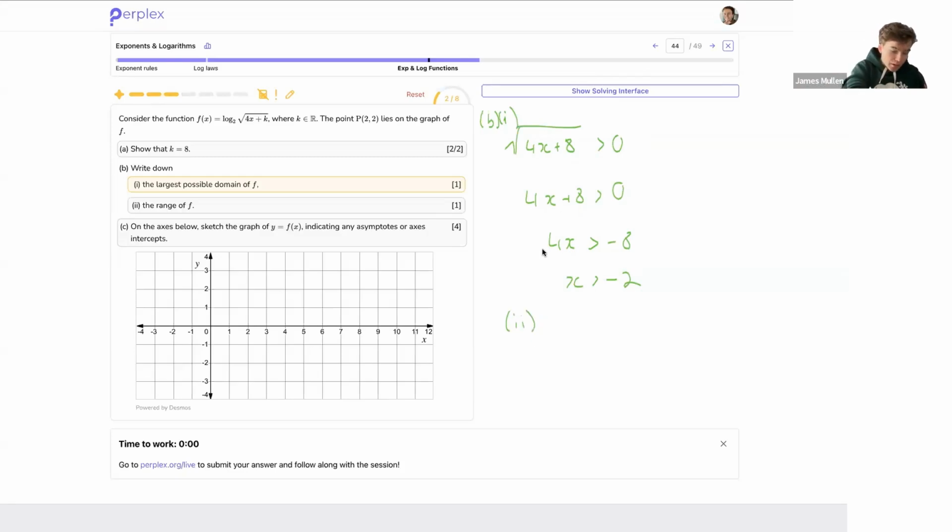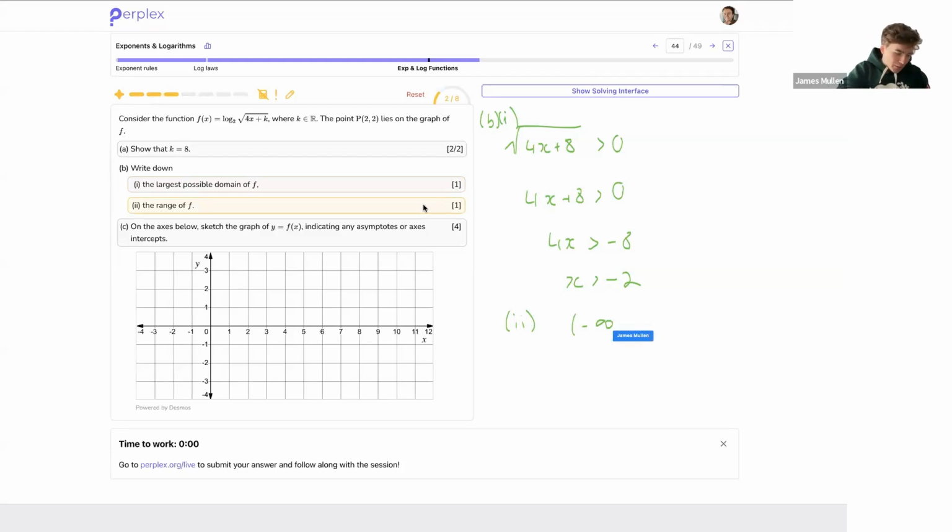the largest possible range of f, well, let's take a look at the square root. If I take the domain that we just found, which is x greater than minus 2, then the expression which I have inside the square root, 4x plus 8, is always positive, like we said. And as x gets very, very close to minus 2, the square root goes to 0, okay? And as the square root goes to 0, the log base 2 is going to get closer and closer to the log base 2 of 0, which is going to be negative infinity. So the minimum value of this is going to be negative infinity.